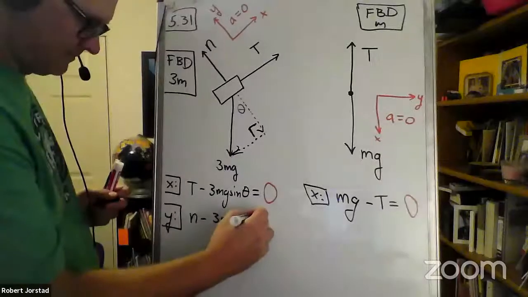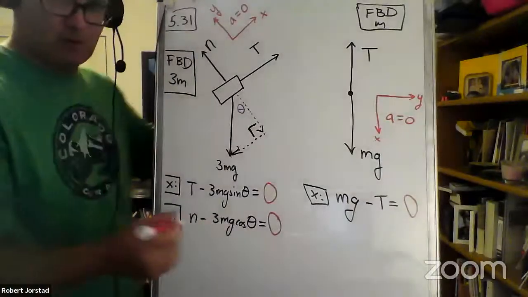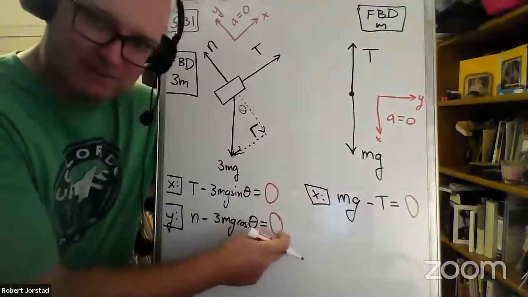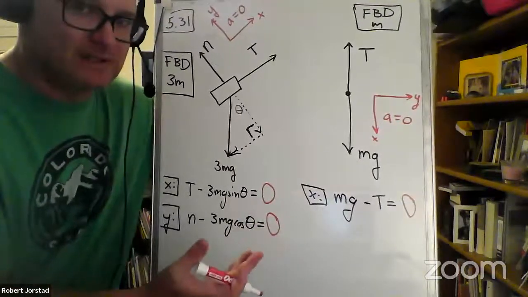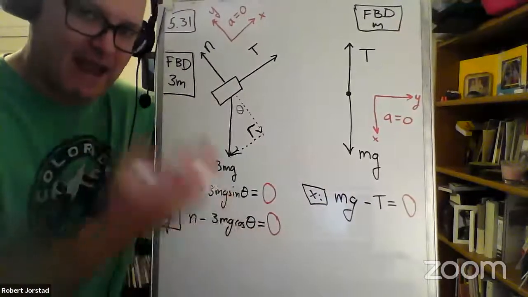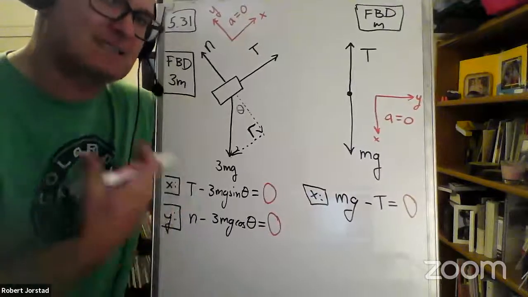N minus 3 mg cosine theta. Absolutely, equals 0. And remember this on the final exam: if I ask you to write an equation and you don't bother to write equals something, you're going to lose some points. So remember, an equation is always the thing equals something. Equations have to have equals something. Otherwise, you have what's called an expression.